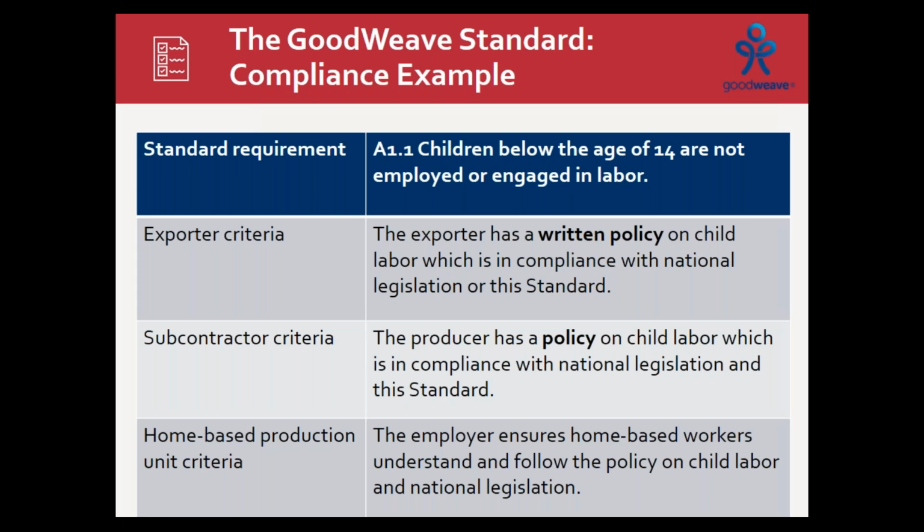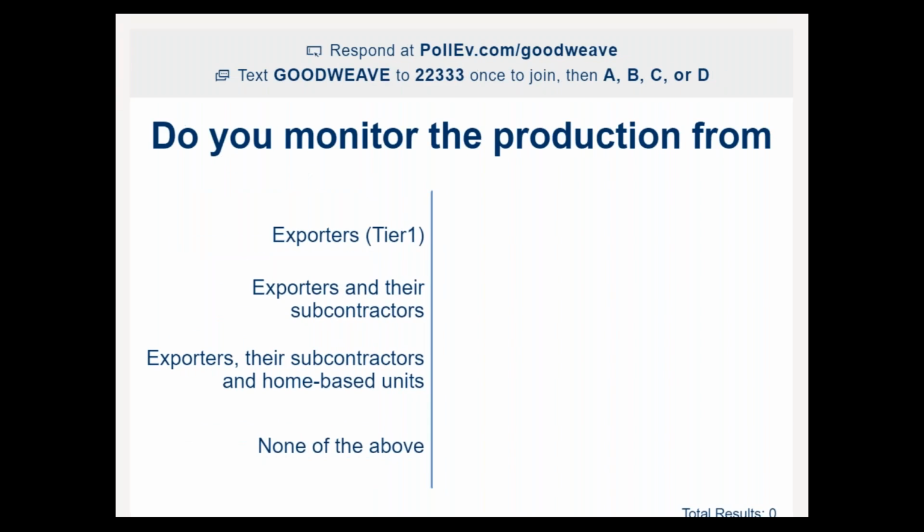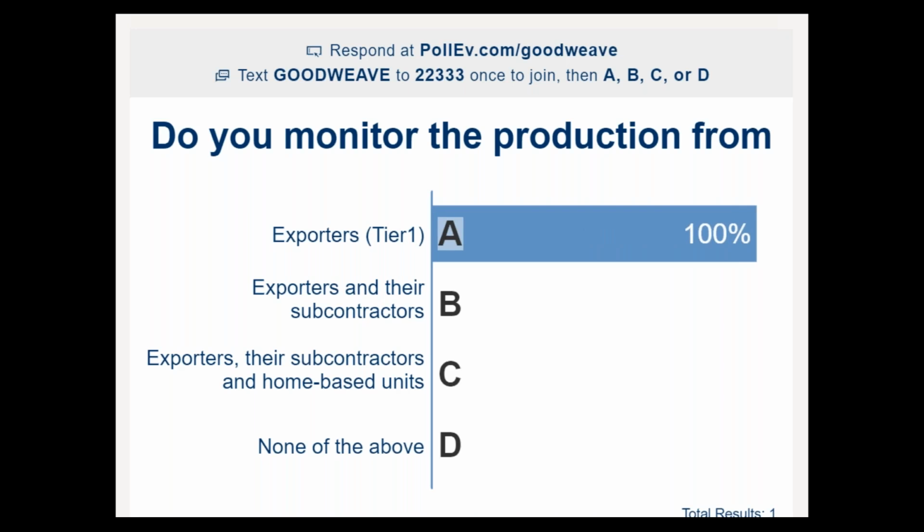Now, let's just pause here for a moment, and we'd like to know a little bit more about your supply chains in our next poll and the breadth of your code standards and monitoring systems. So you'll go to the same poll, EV/GoodWeave, and you'll see that there are questions on the screen. Do you monitor compliance from exporters or tier 1 suppliers? Does your monitoring system include subcontractors, or maybe you're able to monitor all the way down to your home-based production units? We'll give you a few minutes. So you go back to that polling page and check. You can check one of the 4 options, obviously none of the above, in case that doesn't apply to you at all. We know that not everybody is a standard setting or a system that does function with monitoring.